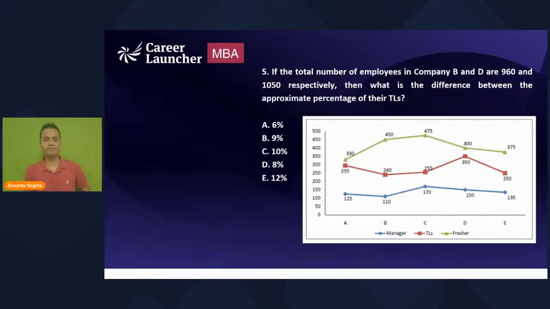Question number 5. If the total number of employees in company B and D are 960 and 1050 respectively, then what is the difference between the approximate percentage of their TLs? So we have to find the difference between the approximate percentages of TLs in company B and company D.